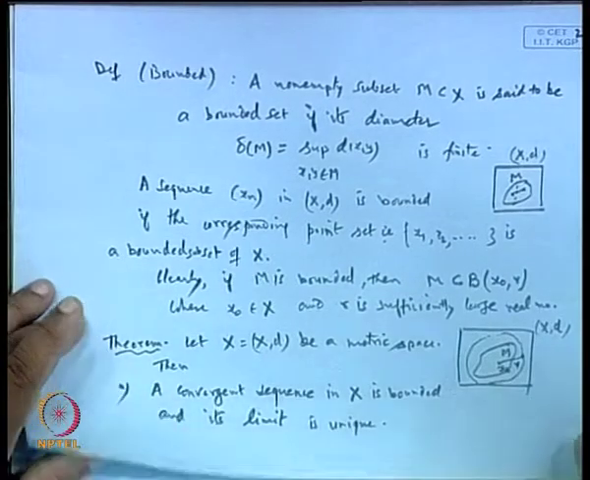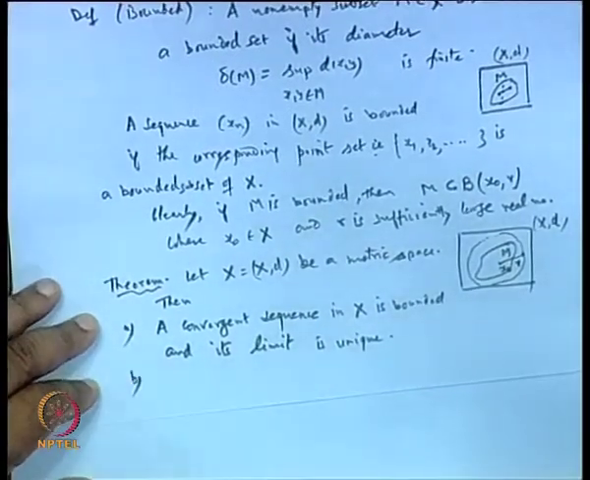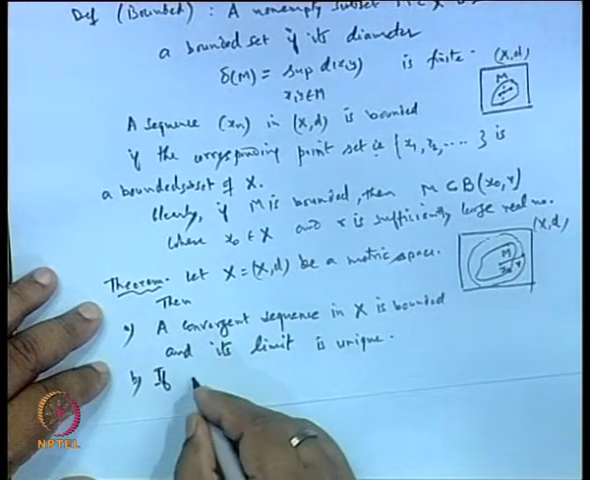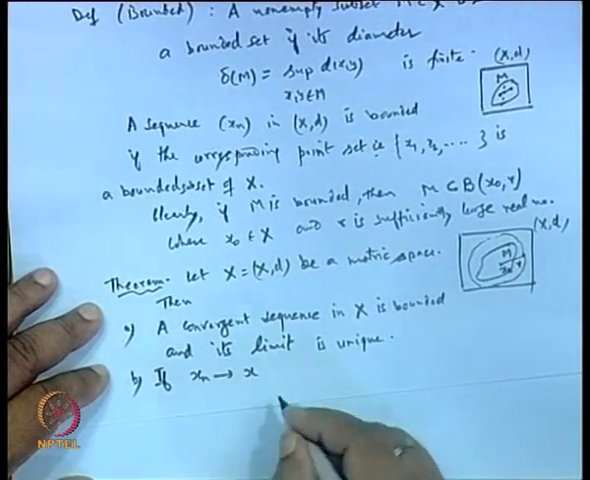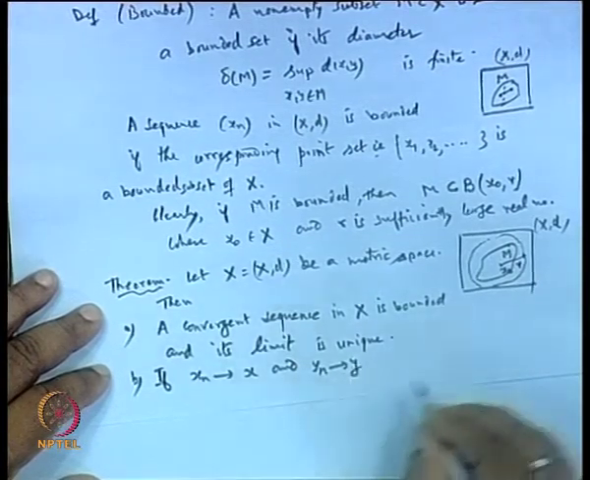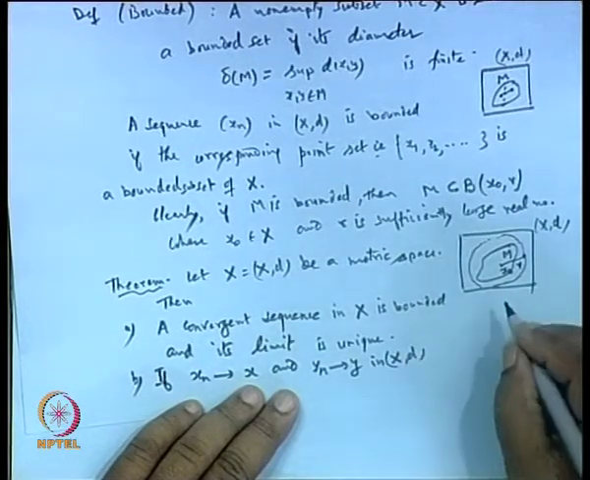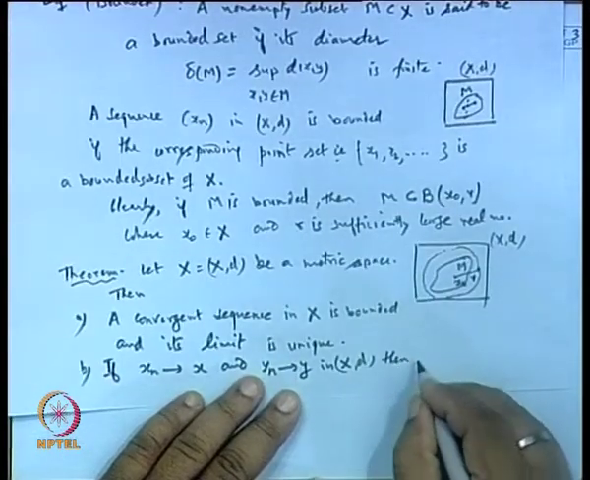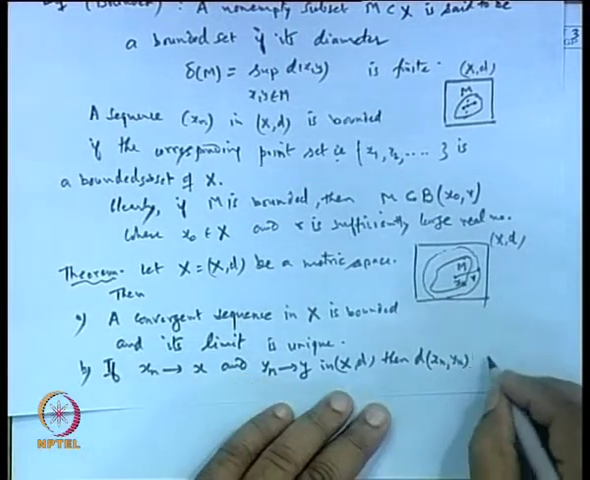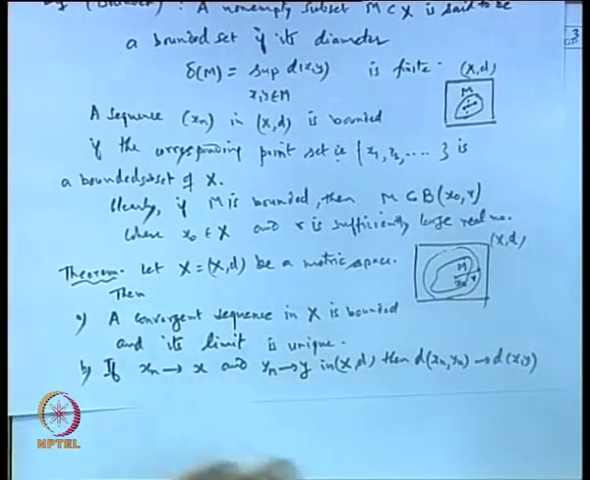This is the first assertion we made. Second point, which is true: if sequence x_n converges to x and y_n converges to y in the metric space (X, d), then the corresponding distances d(x_n, y_n) will go to d(x, y).